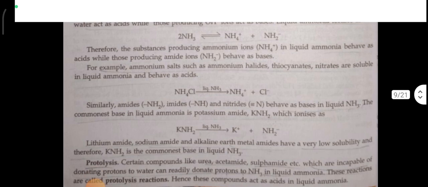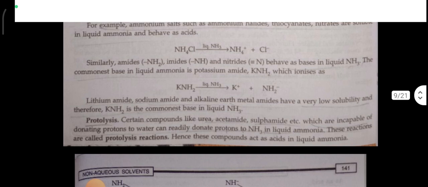For example, ammonium salts such as ammonium halide, thiocyanate, and nitrate, soluble in liquid ammonia, behave as acids. Similarly, amides and nitrides behave as bases in liquid ammonia. The commonest base in liquid ammonia is potassium amide, KNH2, which ionizes as K+ and NH2-. Lithium amide, sodium amide, and alkaline earth metal amides have low solubility, and therefore KNH2 is the commonest base in liquid ammonia.